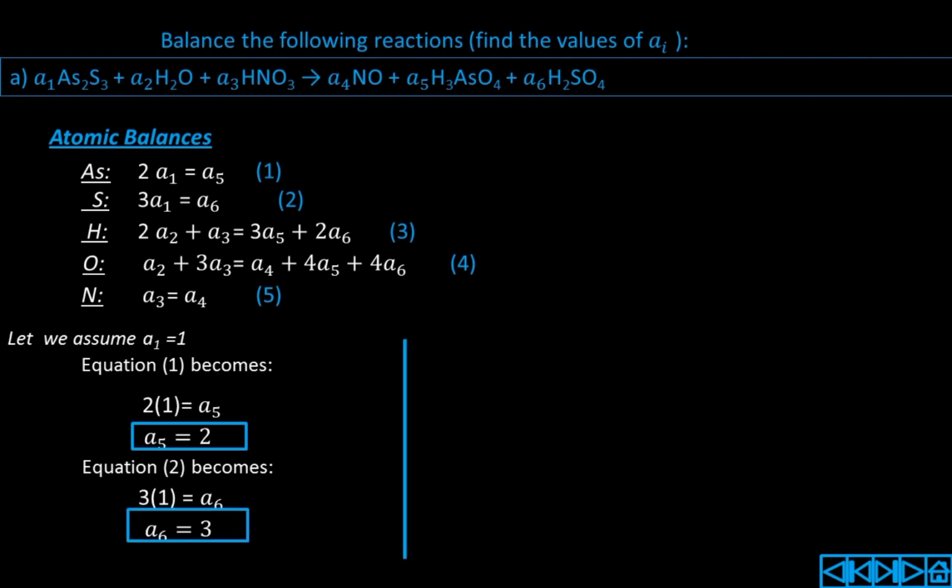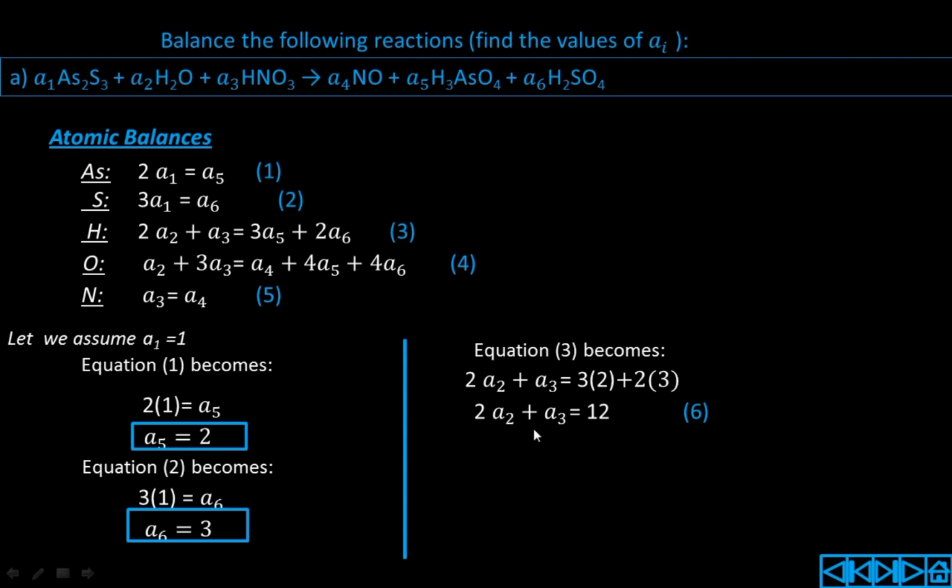Now my dear friends, we will put all these values that we have calculated in equation number 3. So we have here the values of A1, A5 and A6. Putting these values, finally we have the equation 2a2 plus a3 equal to 12. We call it equation number 6. Now we have an equation in two variables.